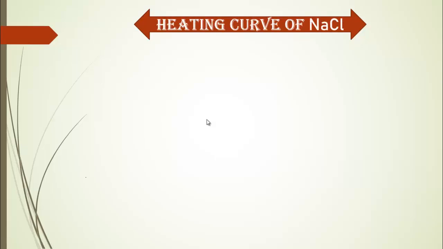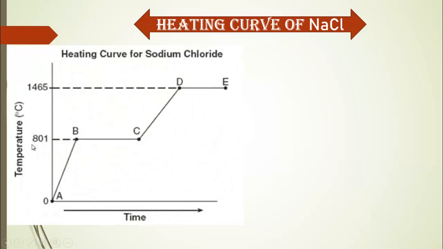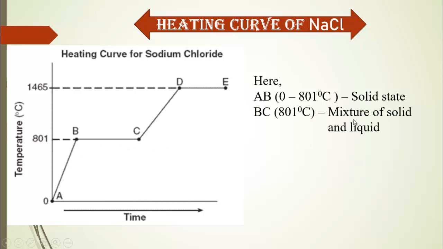You know that the melting point of sodium chloride is 801 degree centigrade, and the boiling point of sodium chloride is 1465 degree centigrade. So follow here, 0 to 801 degree centigrade, this A to B portion is for what? This is the solid state of sodium chloride salt, isn't it? Now this 801 degree centigrade is actually its melting point. So at this temperature, B to C, this is the coexistence of solid and liquid state of sodium chloride.